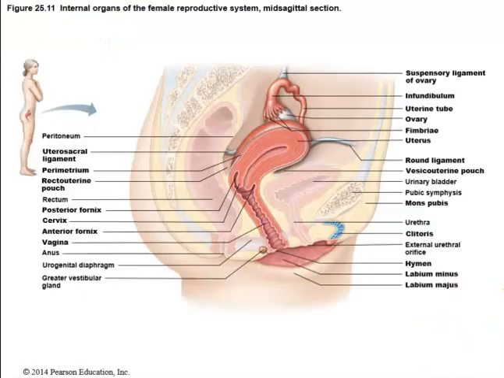And we can actually see the fornices or the fornix in this picture. So see this space that kind of surrounds the cervix? That is the fornix. And then there's an anterior fornix and a posterior fornix depending on where it's located. But this fornix or fornices is part of the vagina and surrounds that lower third of the uterus, the cervix.